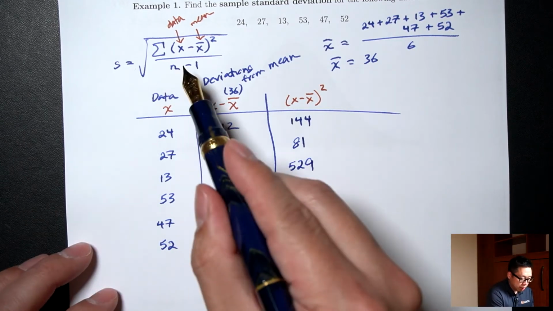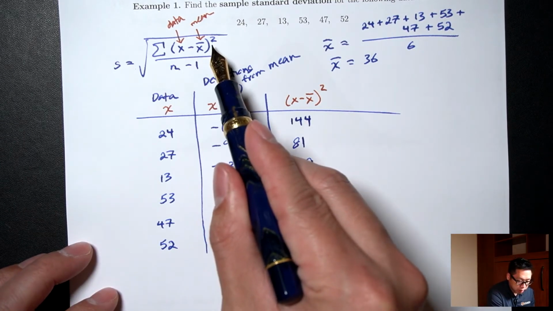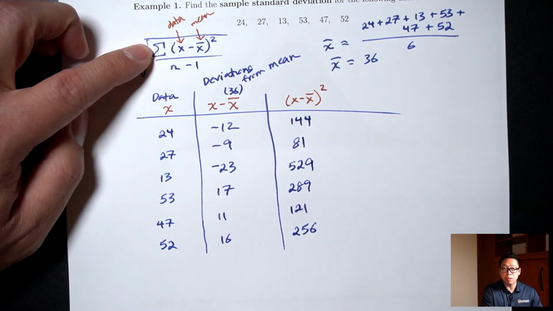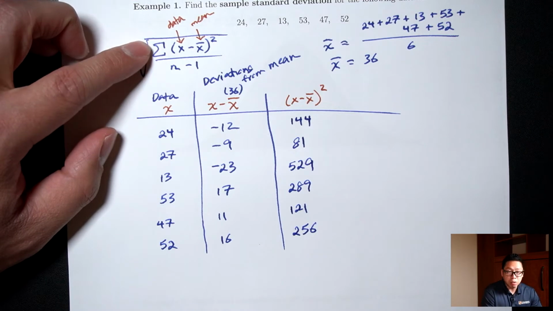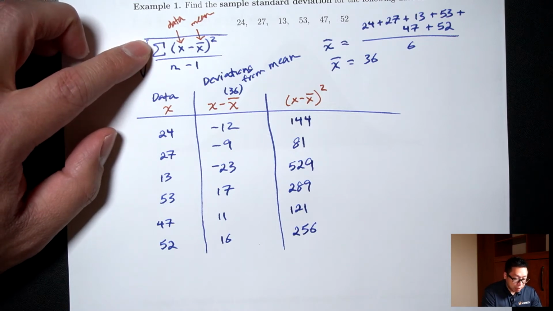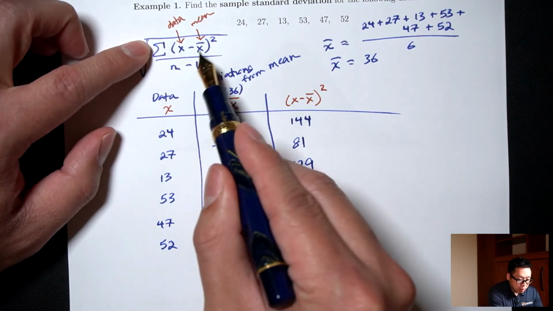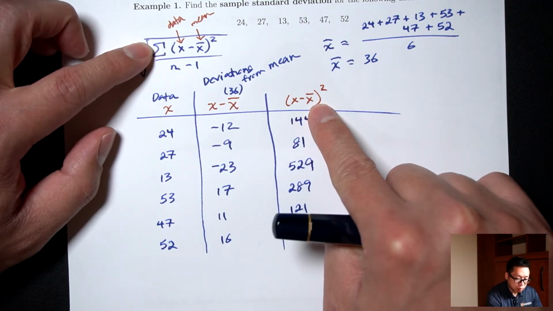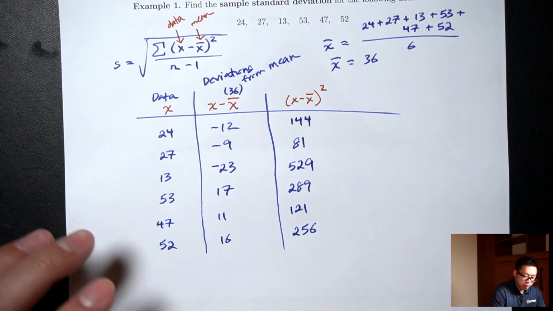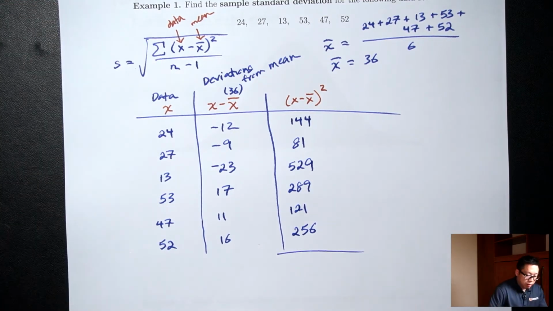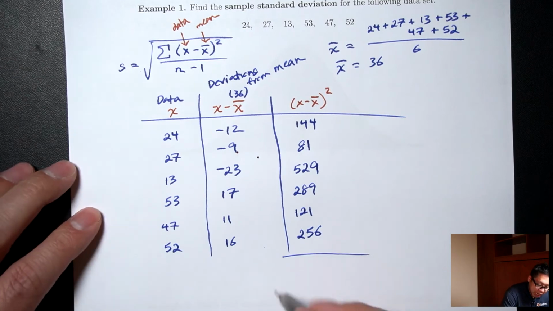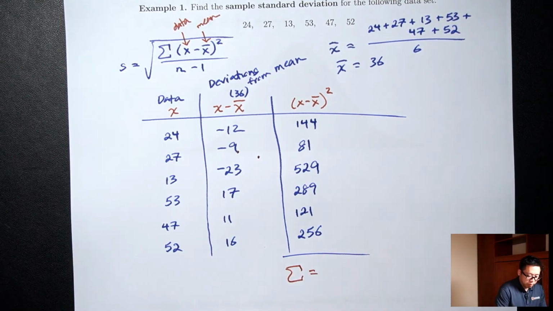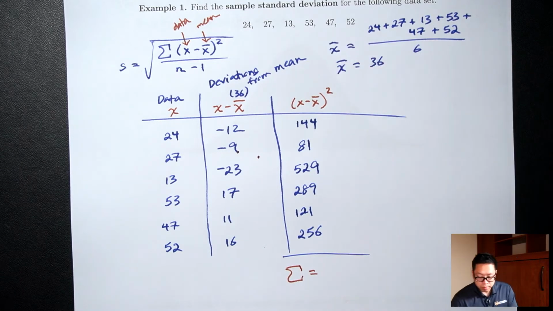Okay, so we did the x minus x bar, we did the square thing. What's next? Next is this symbol. That symbol is a summation symbol. That just tells you to add, right? This symbol is saying add up all of these x minus x bar squared. In other words, add up this column. The summation symbol is telling me to add up that column.